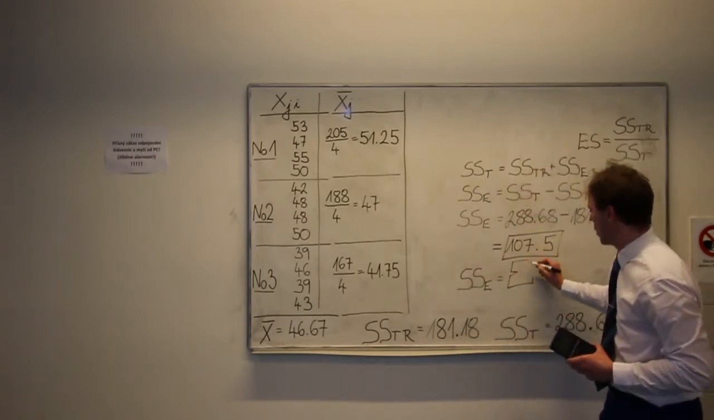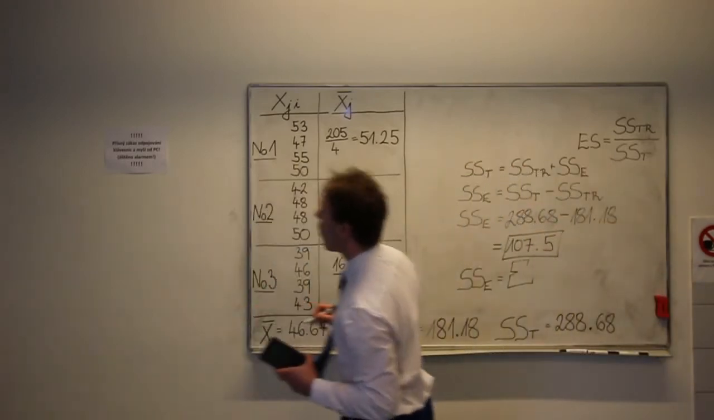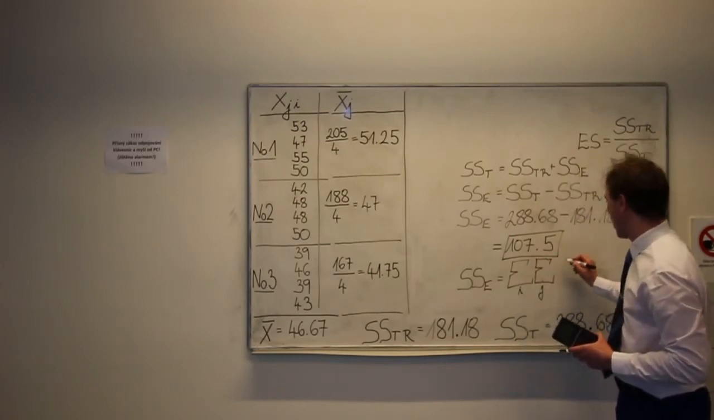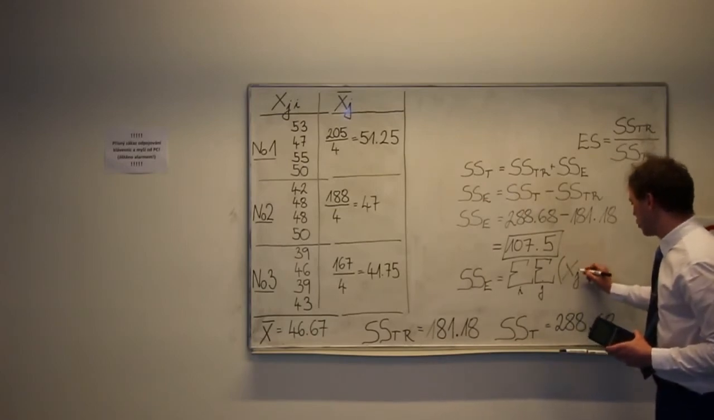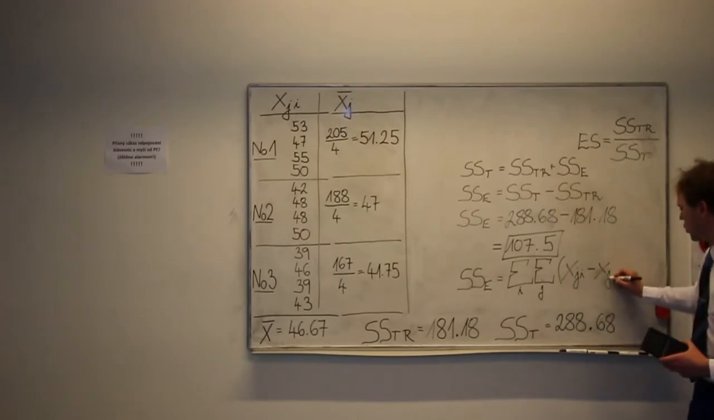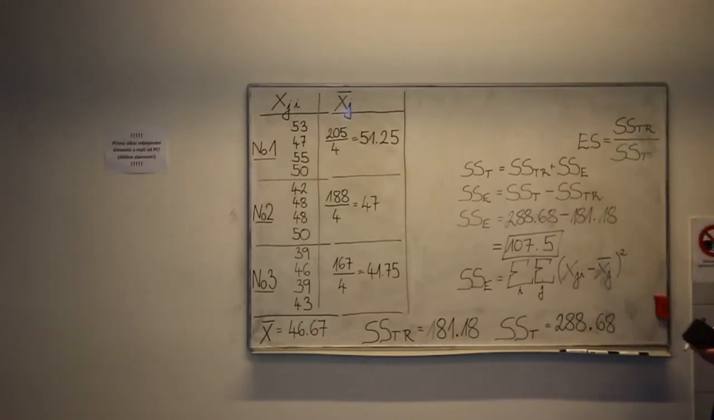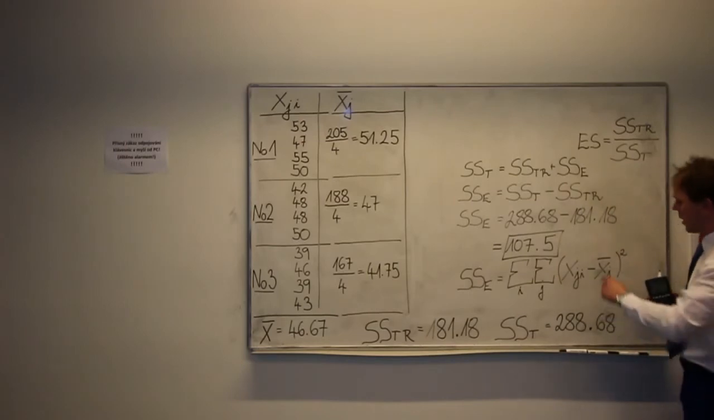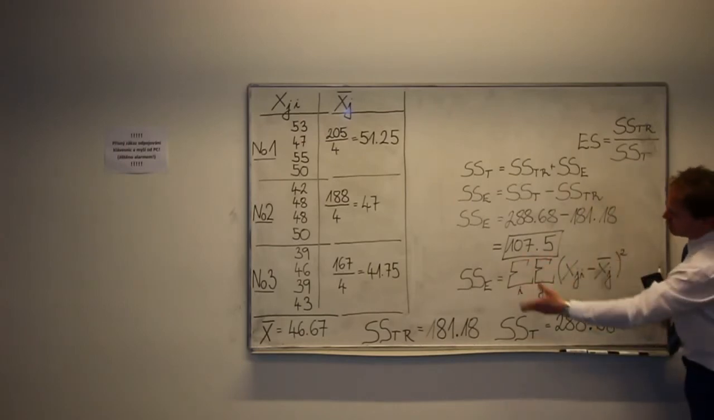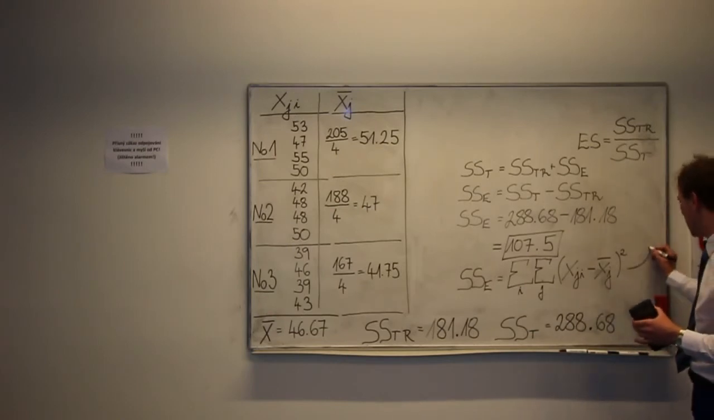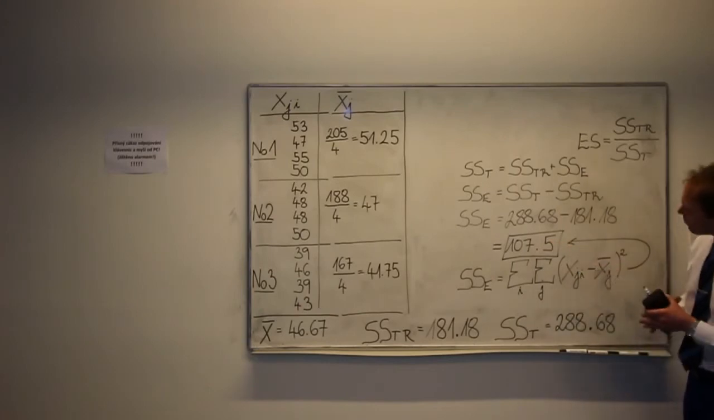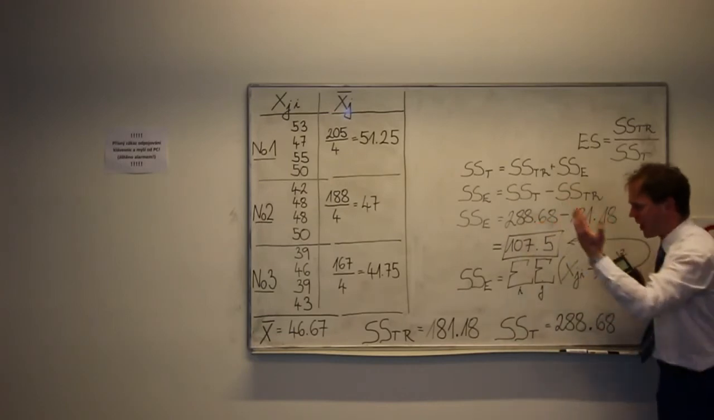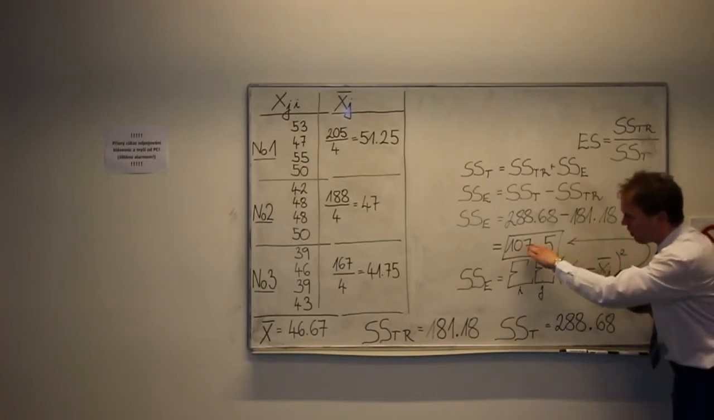It's a summation through all i and a summation through all j of x_ij minus x_j with stripe, squared. So I will try to calculate again 12 partial values, square differences, their summation, and the result must be very close to this value. I think that I will reach a little bit different value because of decimals, but it should be around 107.5.